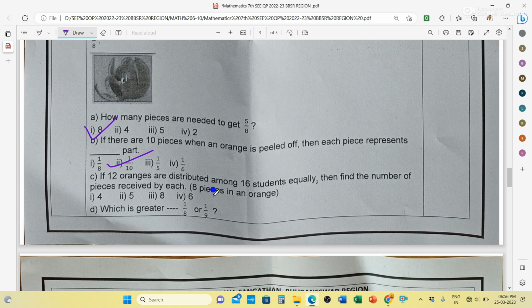Here it is given 8 pieces in an orange. So in one orange there are 8 pieces. So in 12 oranges, there will be 12 into 8. So 96 pieces. Okay. And the total number of students was 16. So 96 divided by 16 will give 6. So each student will get 6 pieces.